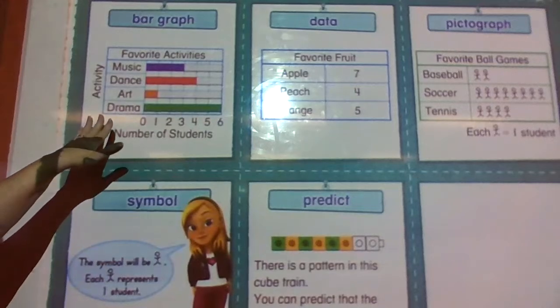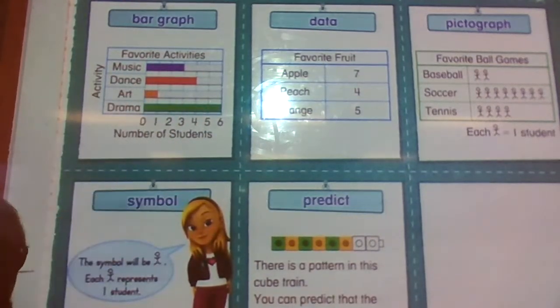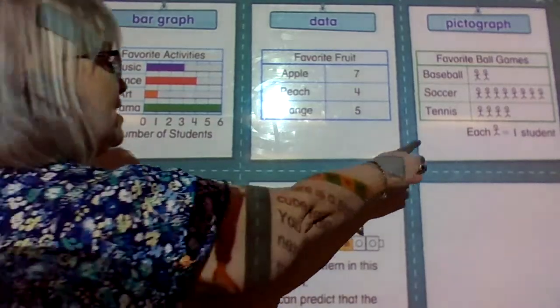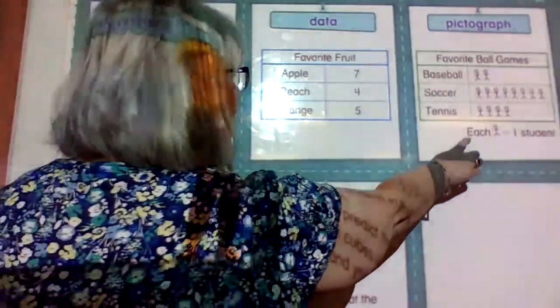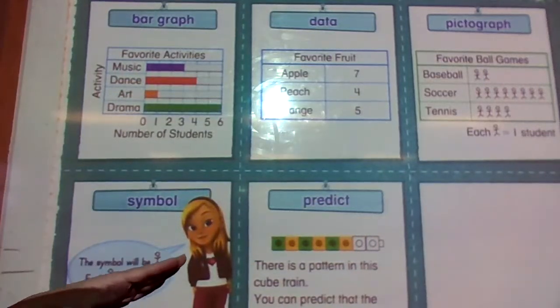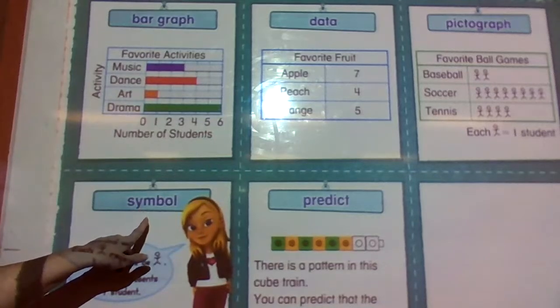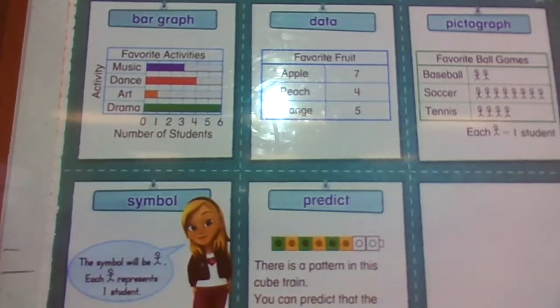The bar graph uses the thick lines and the numbers to give us the information. The pictograph uses a key and pictures to give us information. On a pictograph, the pictures are called symbols. The symbols represent something.